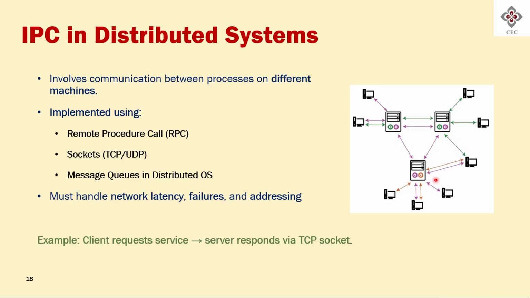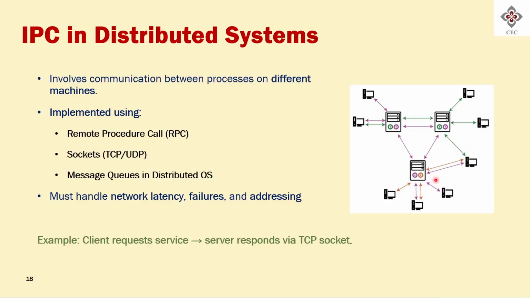So we have to handle certain issues in this situation, like latency, network failure, and how to address the other machine. I hope you all know how to access another process running on another machine. We use an IP address and a port number; all these concepts are used appropriately for contacting two different processes running on two different machines. The best example is a client requesting a service and the server responding via a socket.